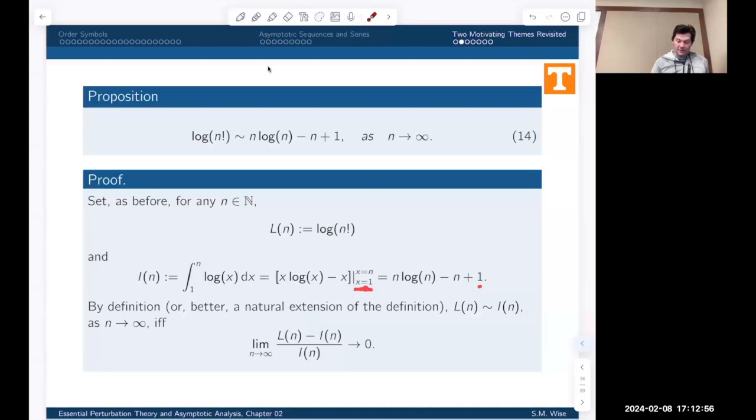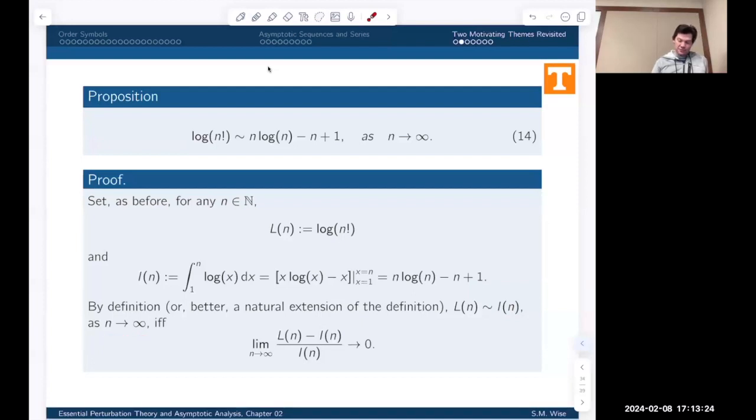That's because when I evaluate at the point x equals 1, log of x equals 1 is just 0. And so I just get a minus 1, where that's coming from. So what I really want to show is that Ln is asymptotic to In, as n goes to infinity.